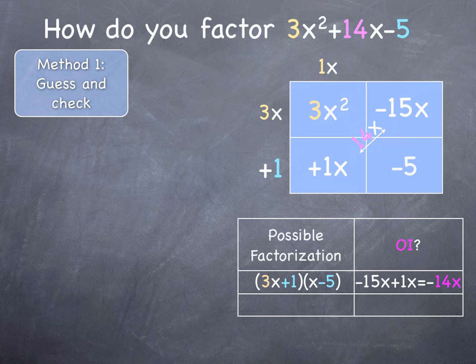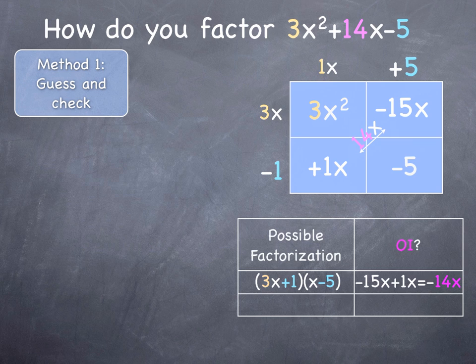So I'm going to take that negative 5 guess away, and I'm going to replace it with positive 5. And then I'm going to take the positive 1 factor guess away and replace it with negative 1. Notice that when I multiply negative 1 times positive 5, this still gives me negative 5 in the lower right-hand corner.